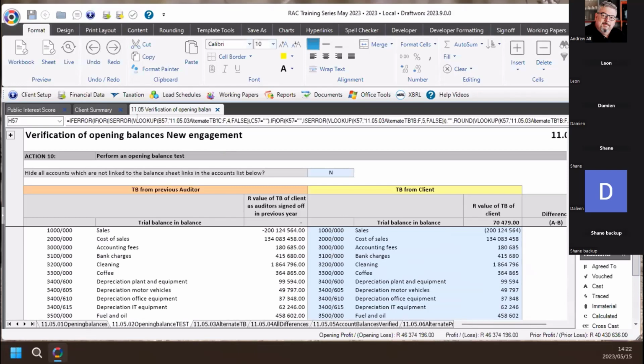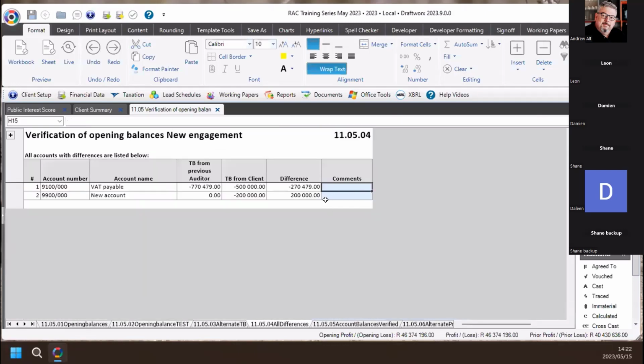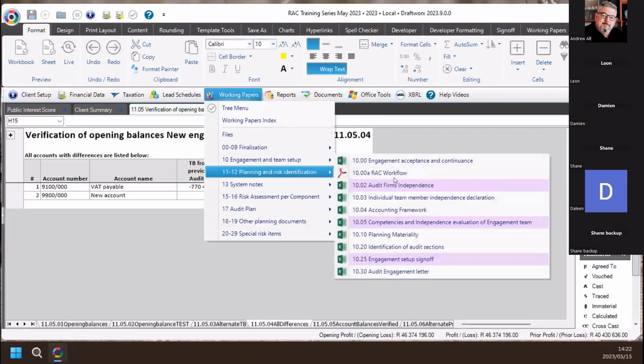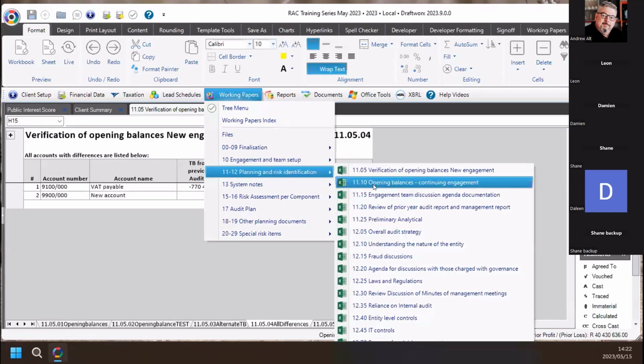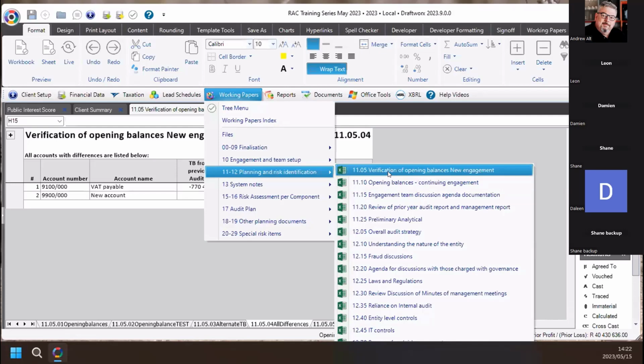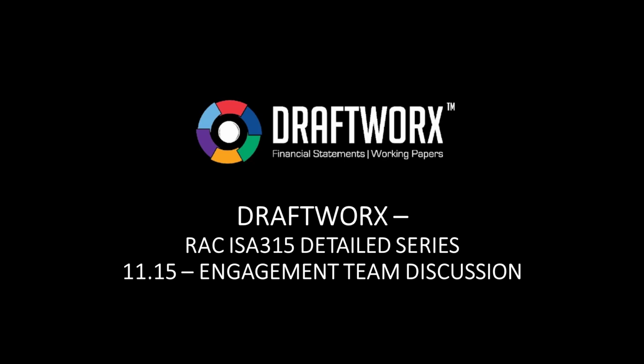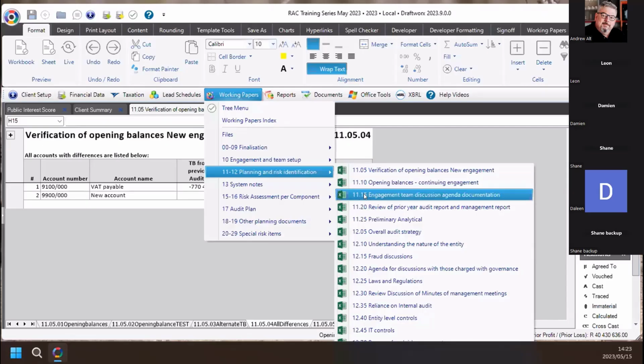And that's looking at those balances and coming to those differences and documenting them. Okay, so that's 1105, and you'll see the exact same thing in 1110. Based on a new or a continuing engagement, you just need to mark whichever one of those is not applicable as not applicable. All right, so let's move on to 1115.